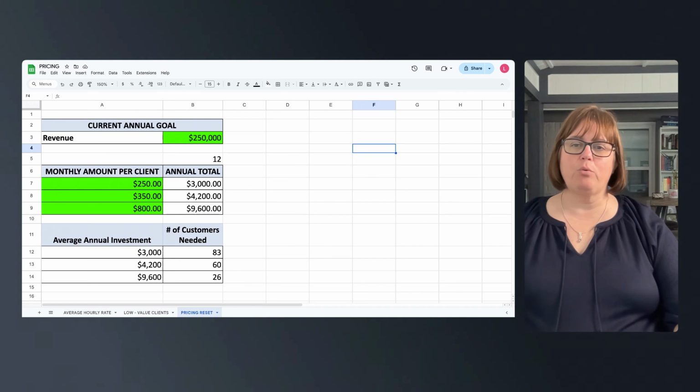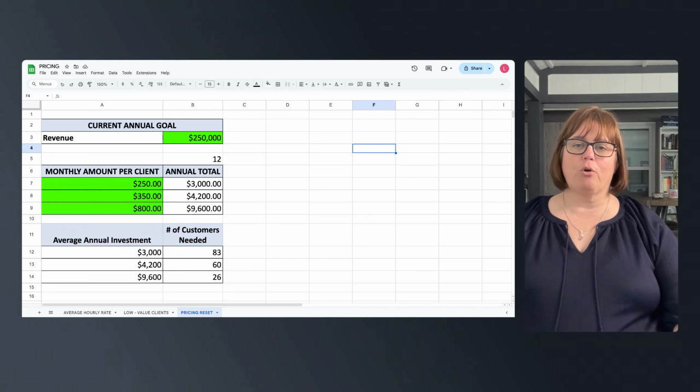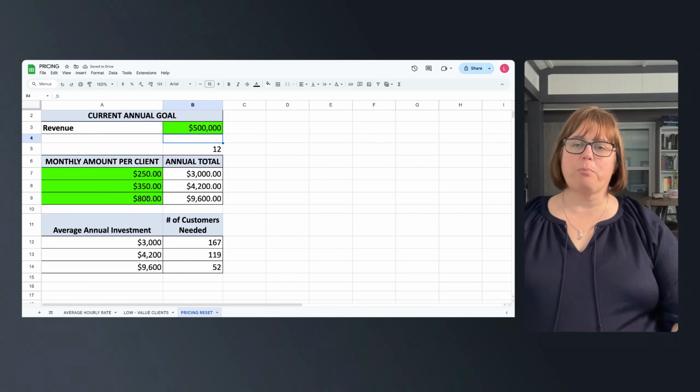So let's say you only want to work with 50 clients. That's all you want to work with, and you want a revenue of, let's say, 500,000. So you're going to have to change this to 500,000. At this price point, this is how many clients you're going to need.